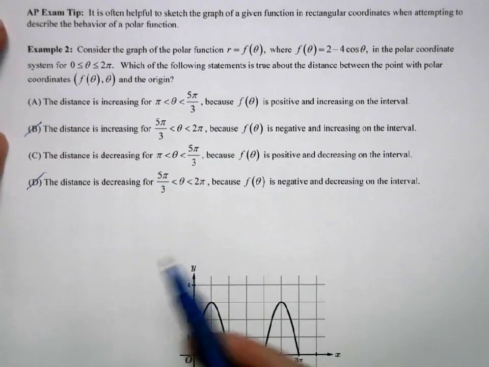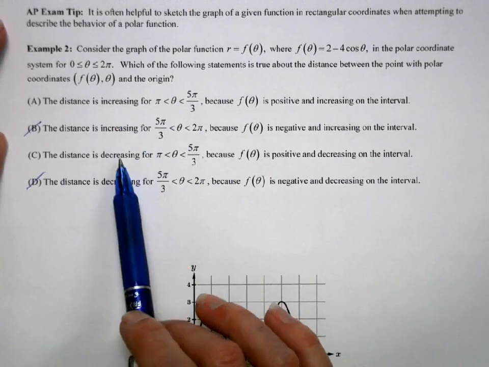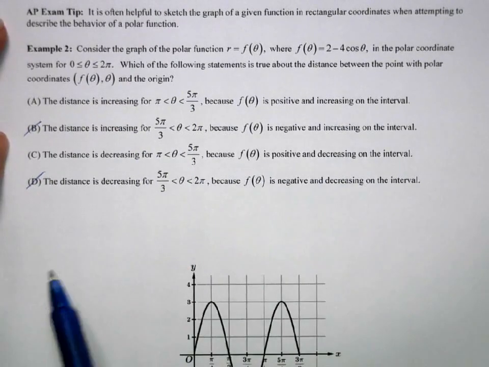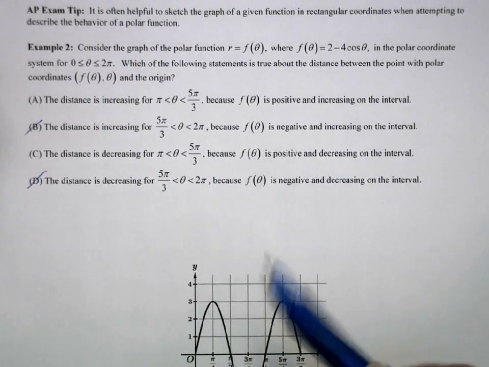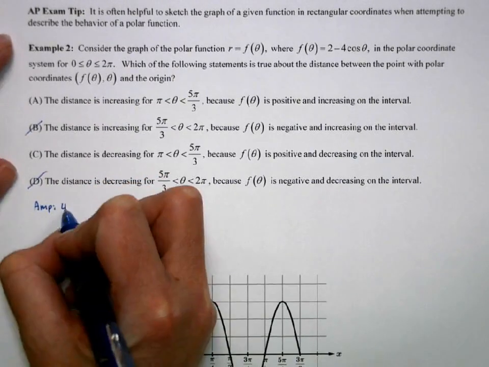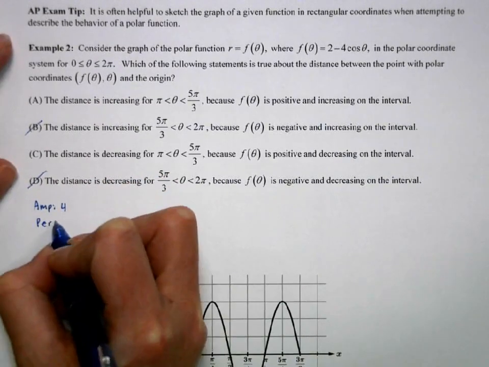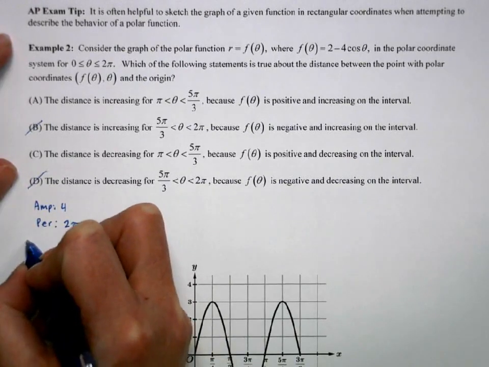So now we just need to determine which of these is true. Is it increasing or decreasing? We have the justifications set. It's just which one of these is true. So I'm going to turn to the rectangular graph. The amplitude is going to be 4. My period is going to be 2 pi. And I have a vertical shift or a midline at 2.